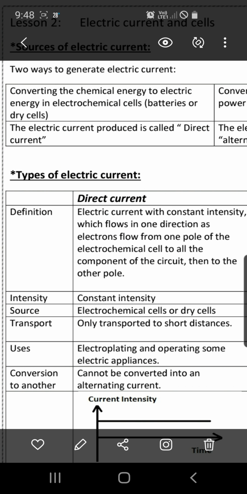The uses of the direct current are in electroplating and operating some machines or appliances. Electroplating means covering a metal object like a watch or a spoon or a knife, covering it by another metal, maybe gold or silver. You can coat or electroplate a device by another metal. And the conversion of the direct current to the alternating current is unavailable. You cannot convert the direct current into alternating current.